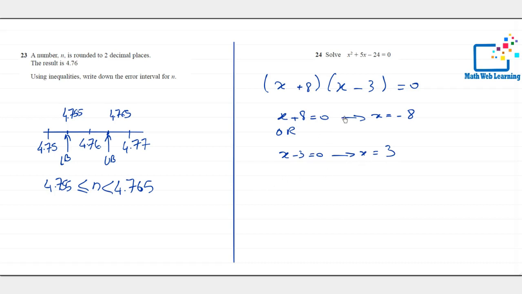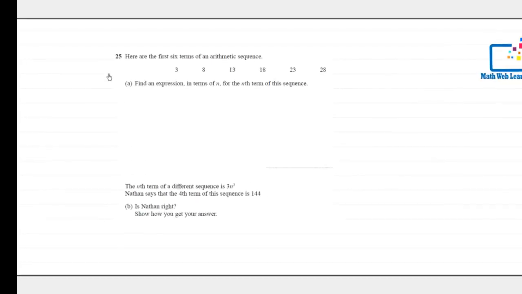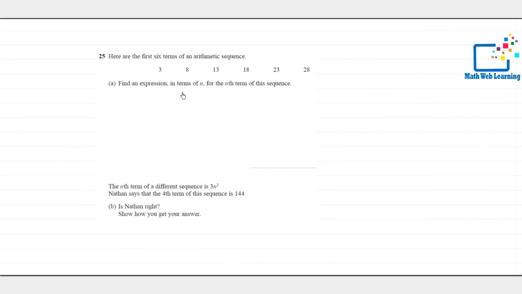Next question is question 25. This is the last question on this paper. Here we have a question on sequences. So we got 3, 8, so that's the difference of 5. So basically add 5. From 8 to 13 is also add 5. And same thing here, add 5. So you can see the difference is always add 5. Now, the first part of the expression would be 5n because the difference is 5.